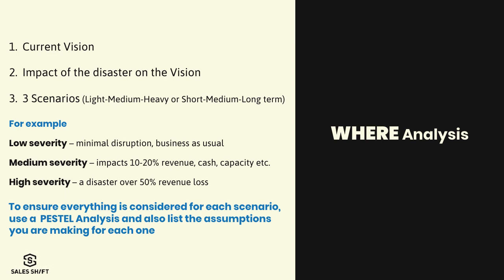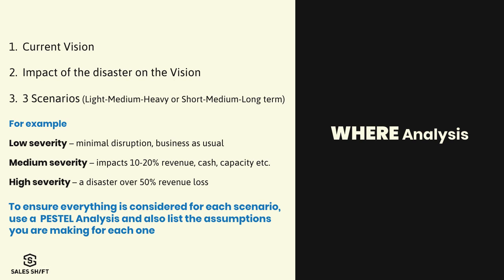Because what you can do then is start to ask yourself, what is the impact of the disaster on our current vision? What we then want to do is look at 3 scenarios moving forward. Just to give you some ideas, you might have a light, medium, heavy example. It might be low severity, where we've got minimal disruption and even business as usual. Or in some cases at the moment, you may actually have a spike in business. You may be doing better than you were.